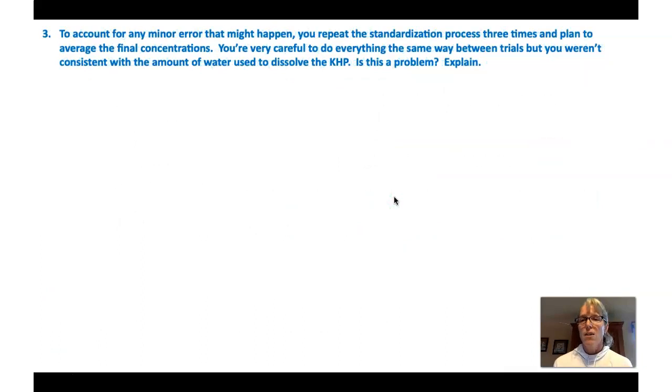Question 3. Okay, to account for any minor error that might happen, you repeat the standardization process 3 times and plan to average the final concentrations. You're very careful to do everything the exact same way between the trials, but you weren't consistent with the amount of water used to dissolve the KHP. Is this a problem?